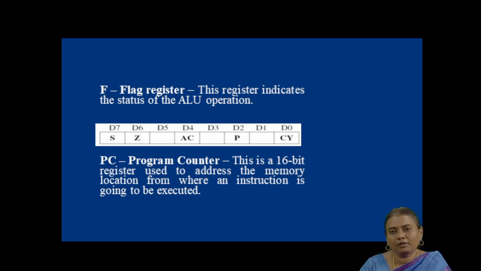The next one is parity flag. In the given binary number, if the number of ones is an odd number, that is an odd parity number. If the number of ones is an even number, then it is an even parity number.